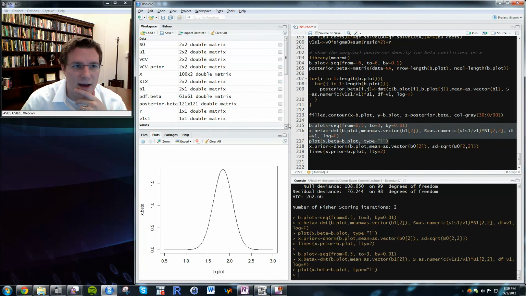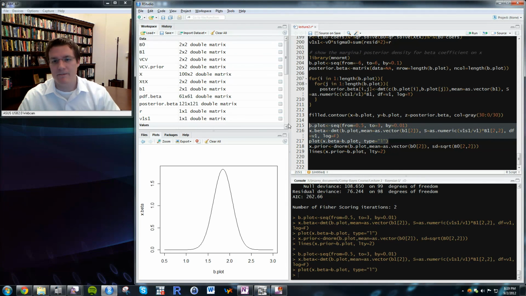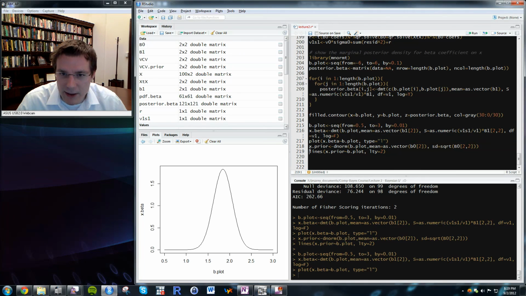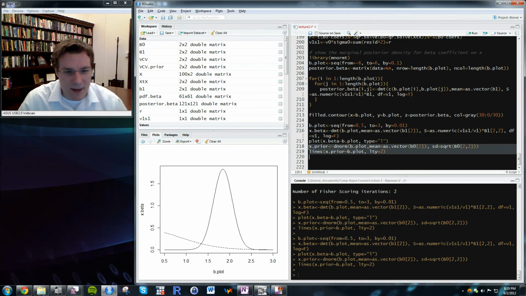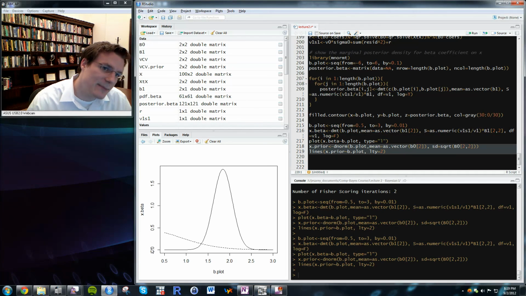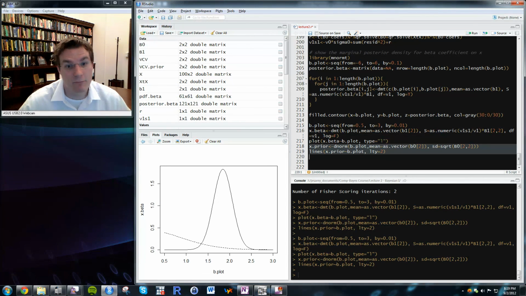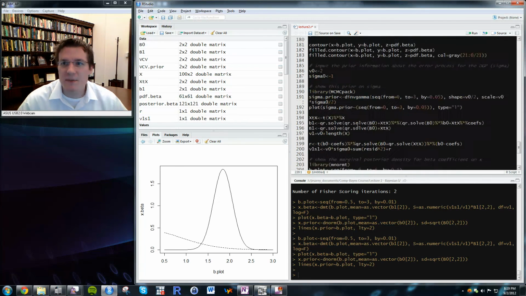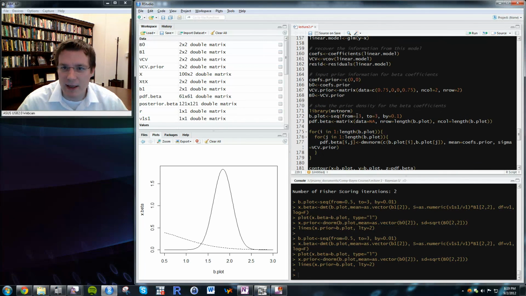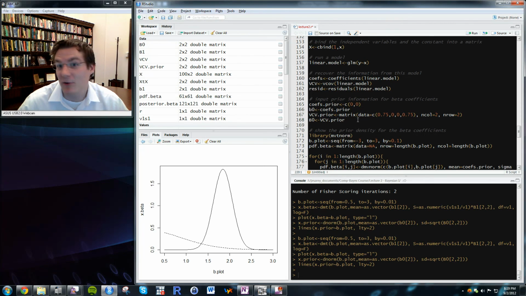That reflects the fact that in the prior, I thought the relationship was 0 with some kind of certainty. In fact, if I plot that prior on here, just as a line, you can see that it was very dispersed but centered way over here off to the left of the graph on 0. And that prior is pulling my estimate over to the left towards 0, which makes sense because I went in believing it was 0. Suppose I went in believing that it was 1.